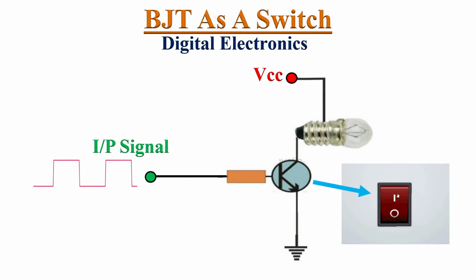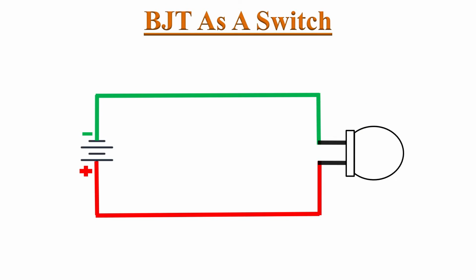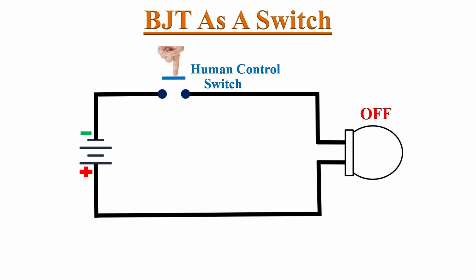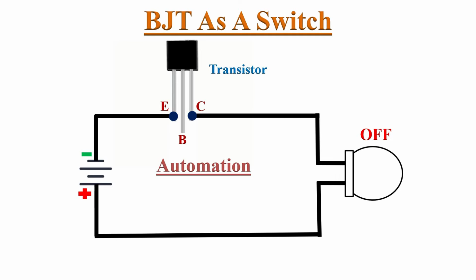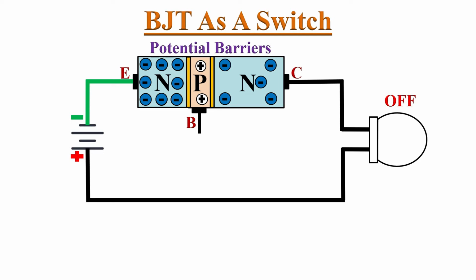BJT can be used as a switch. It acts as a closed switch in saturation region and acts as an open switch in cutoff region. Let's discuss switching application of BJT with one simple example. We know that if we connect a light bulb to a battery, it will illuminate. We can place a switch into the circuit and turn the light on and off by interrupting the power supply. But this requires a human to manually control the switch. We can automate this circuit by replacing the switch with a BJT. Now this BJT is blocking the current flow because of the potential barriers. So the light is off.